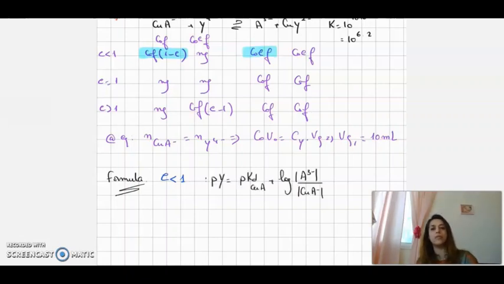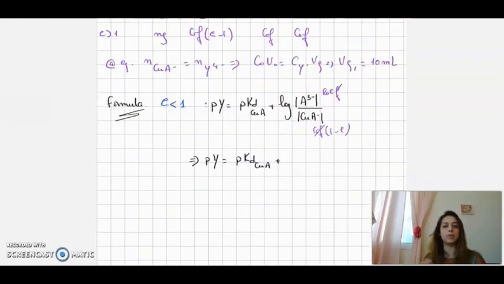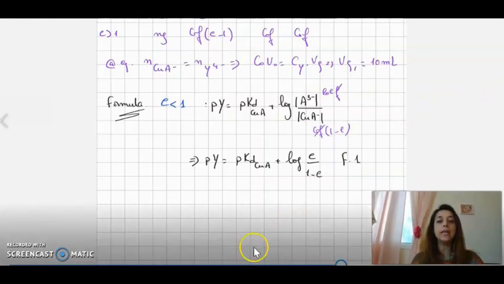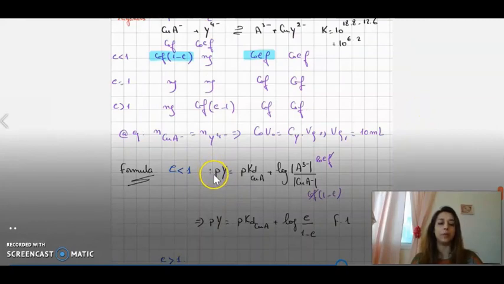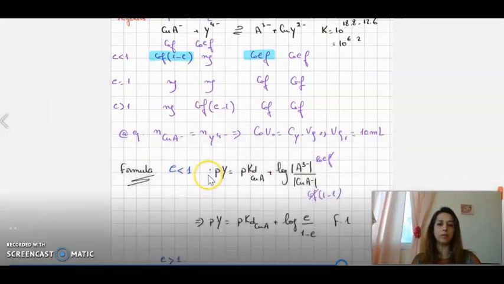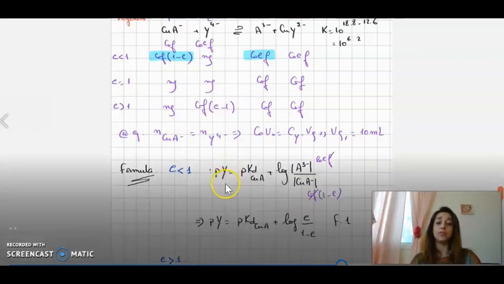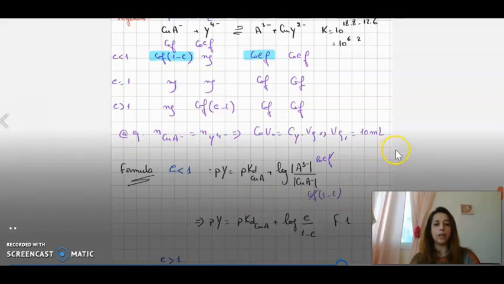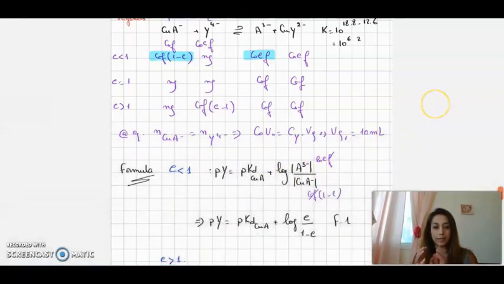For tau less than 1, I have in the medium CuA- and A3-, donor and acceptor of the same couple, like for acid base, where pH equals pKa plus log acceptor over donor, Henderson. Here it is the same, as I have donor and acceptor of the same couple. So pCu equals pKd of the couple existing in the medium, CuA-, plus log of the acceptor A3- divided by CuA-.